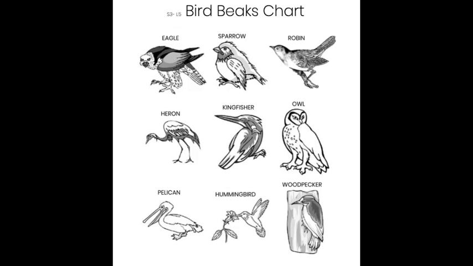Pass out the bird beaks chart shown here on Student Journal page 14 for students to color. Ask them to predict what kind of food each bird on the page would eat and talk to a partner about their predictions. Be sure to encourage students to use evidence to support their predictions about what each bird eats.